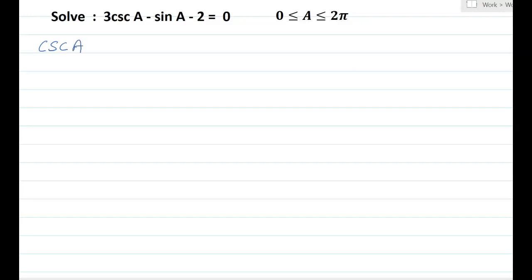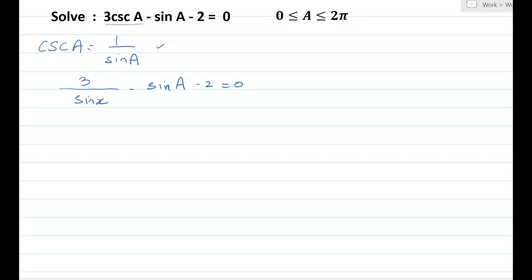ratio, cosecant of A, is actually 1 over sine of A. So that's the first thing that you have to remember. So we're just going to replace that. So this would be very easily 3 over sine A, because that's 3 times cosecant of A, minus sine A minus 2, set that equal to 0.